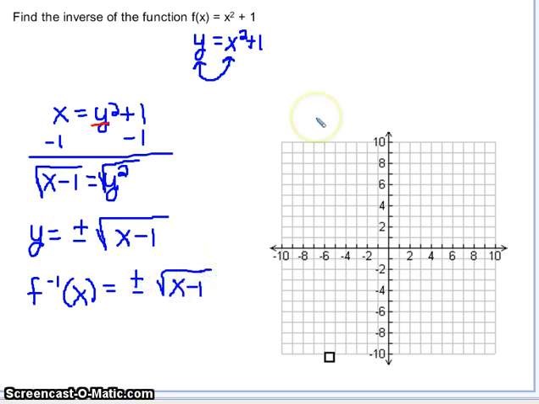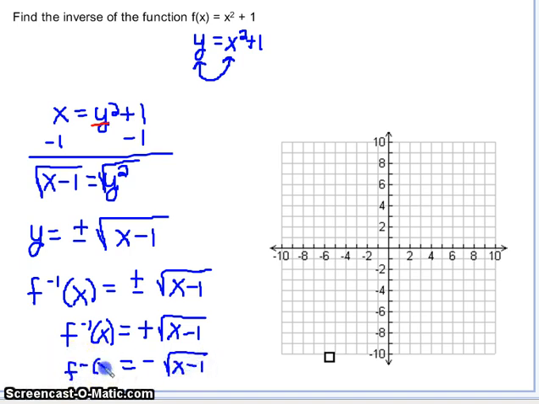Now, we've got to talk about what's going on with my parabola. I want to look at my graph. We're going from a parabola type graph to two square root functions. We've actually got f of x equal to the positive square root of x minus 1, and it's also going to be equal to the negative square root of x minus 1. Now, we have already done some graphing of our square root functions, so that is going to be extremely helpful in this process.